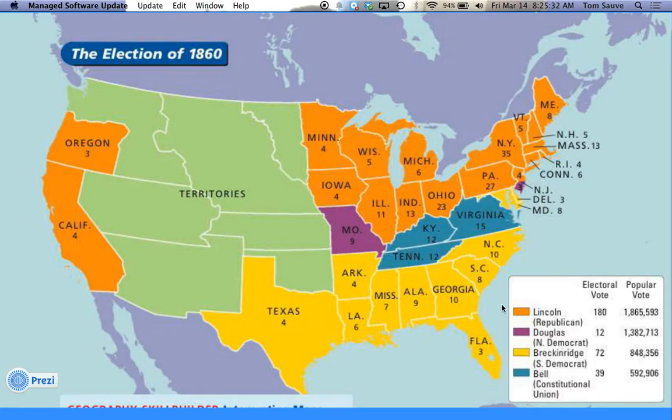The reason that Douglas had so many popular votes but so few electoral votes is because of how the electoral votes work: each state is assigned a number based on their population. So as you can see in here, New York State has the most electoral votes with 35, then Pennsylvania with 27. So if Lincoln even wins New York by 1 popular vote, he gets all 35 electoral votes. That's how the system works.